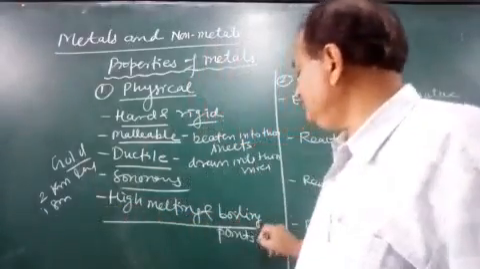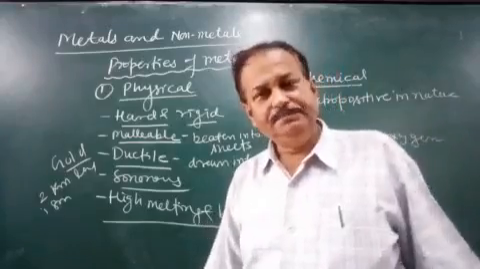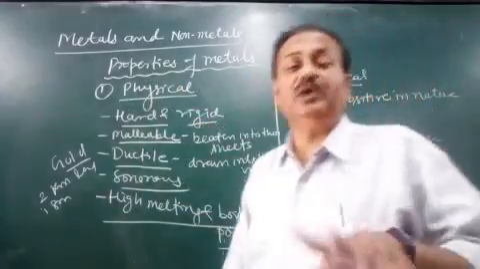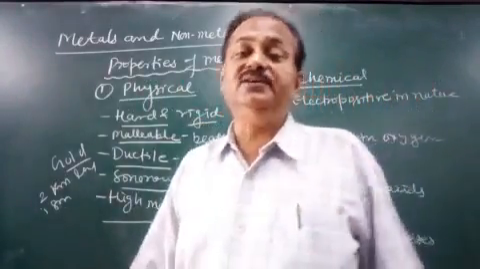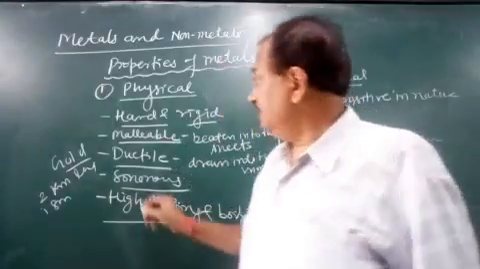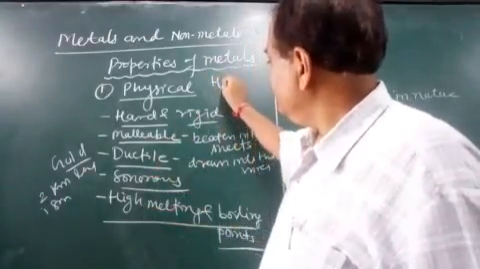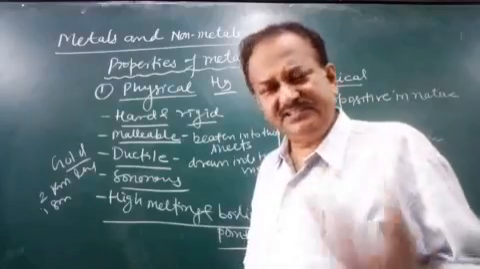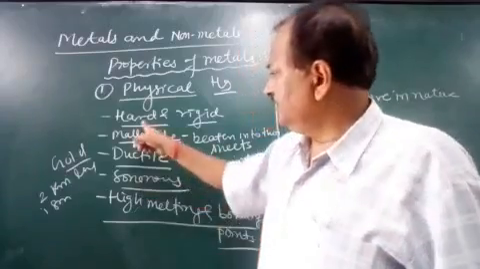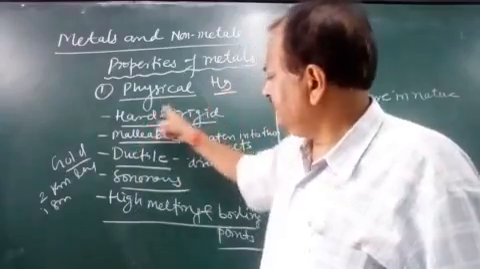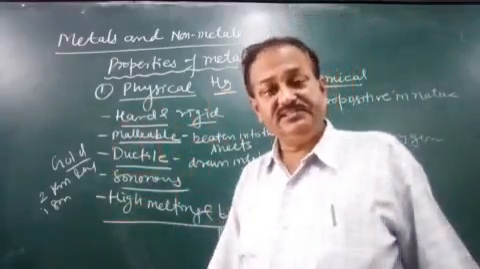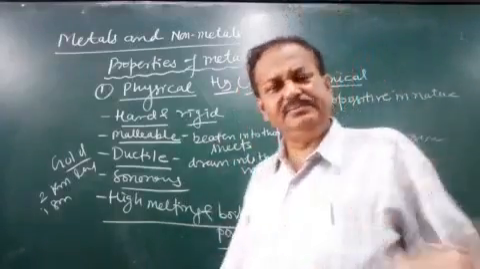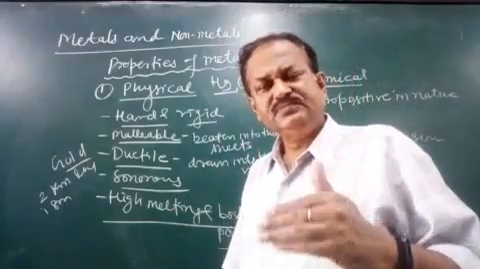Now metals generally have high melting and boiling points. These are some general points, and they cannot be applied to all the metals. Like mercury, Hg. Mercury is a liquid metal. It cannot be applied. So mercury is neither malleable nor ductile. It is neither hard nor rigid. So mercury does not have any of these properties. Similarly, calcium also. Calcium is a soft metal.